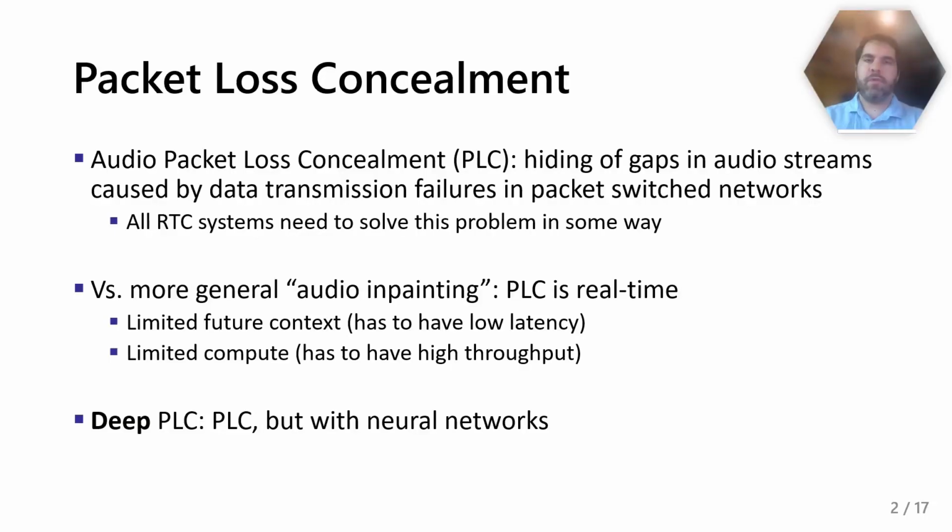So first of all, what is packet loss concealment? Packet loss concealment, or specifically audio packet loss concealment, is the hiding of gaps in audio streams that are caused by data transmission failures in packet switched networks. Which means we have some audio stream, we packetize it. On the other side, we try to reconstruct the audio stream from the packets, but some packets got lost. We have gaps in the audio stream. All real-time communication systems need to solve this problem in some way.